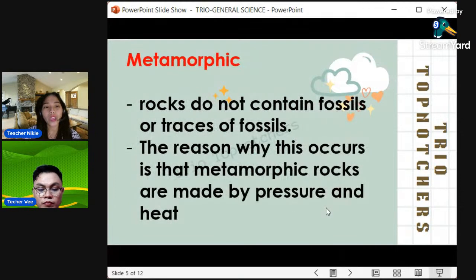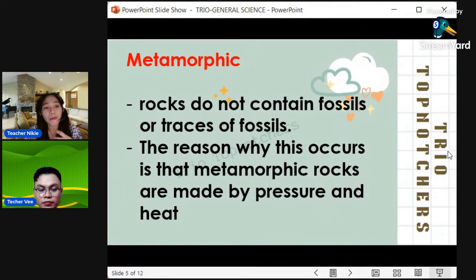Okay, next. We have here metamorphic. So bakit hindi naman posible makita yung fossils sa metamorphic rocks? So metamorphic rocks do not contain fossils or traces of fossils because the metamorphic rocks are made by pressure and heat. Okay? So kapag made by pressure and heat, hindi rin posible yung life. So imposible na makita mo yung fossils. Okay? So hindi siya magko-contain ng fossils. So gets na ba mga katreo?